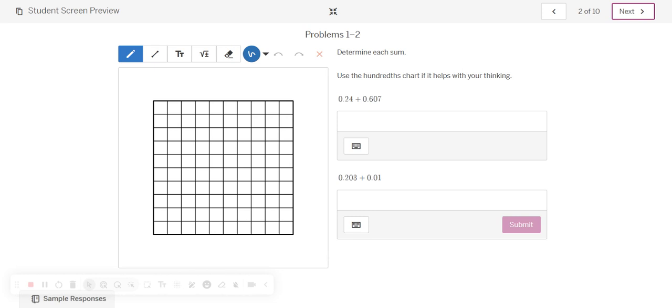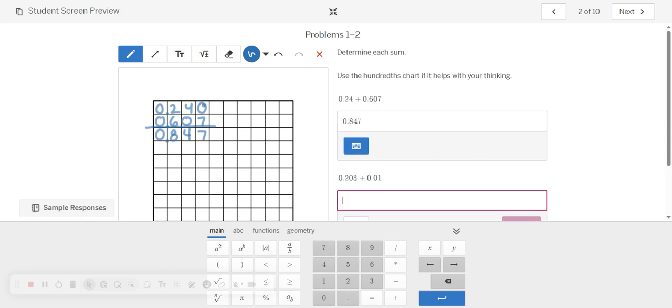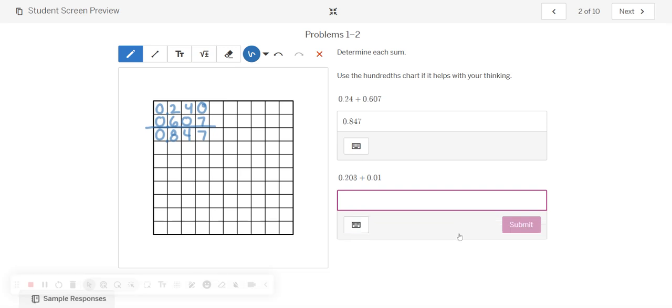When I go to add these ones up, let's say I'm gonna use this hundredths chart, but not the way they think I'm gonna use it. I'm gonna put 0.24 and then 0.607. Just as a placeholder, I'm going to put a 0 right there, but the decimal point comes straight on down. I've got 7 thousandths, 4 hundredths, 8 tenths, and 0 out front. And so I get 0.847.